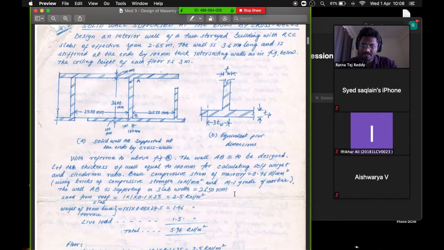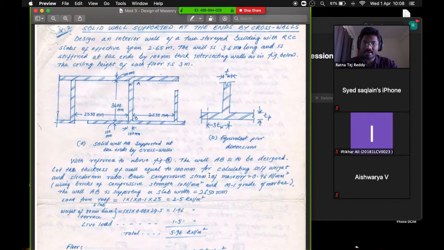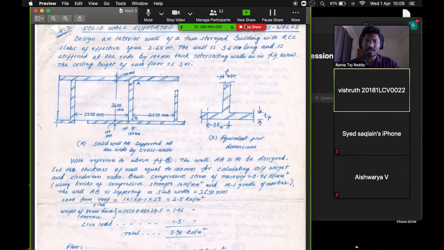The basic compressive stress of masonry is 0.96. Over here, he has directly given the basic compressive stress. You need not calculate based on the mortar grade, based on the compressive strength at the end of 28 days offered by the masonry unit. You need not check table 1 and table 8 over here. It's a direct value, which is 0.96 Newton per mm square. Next, the wall AB is supporting a slab with a width of 2.65 meter. Now, let me just show you the model, how this looks.